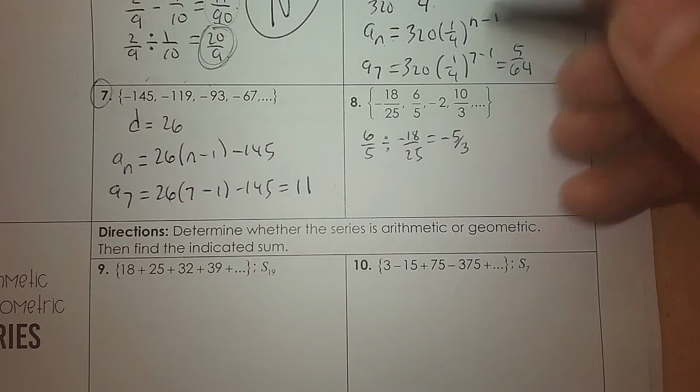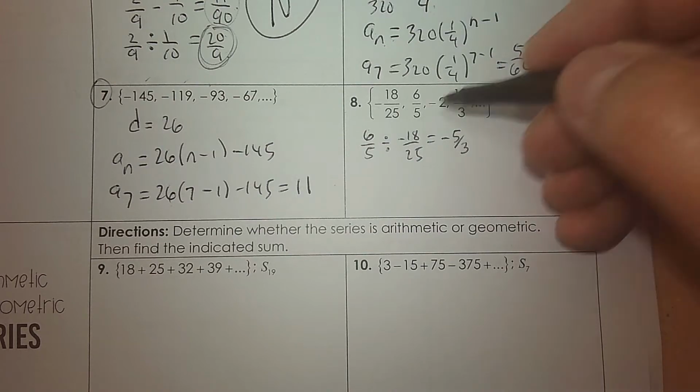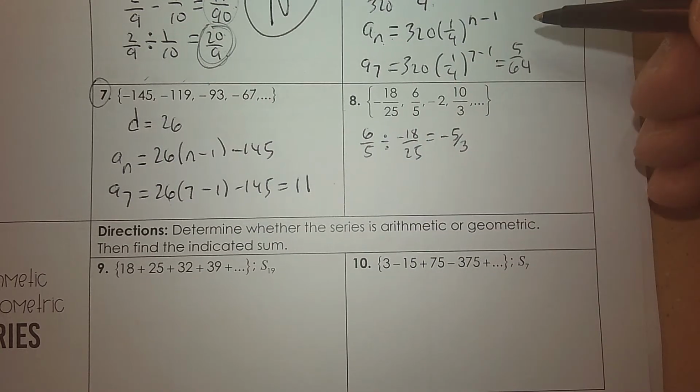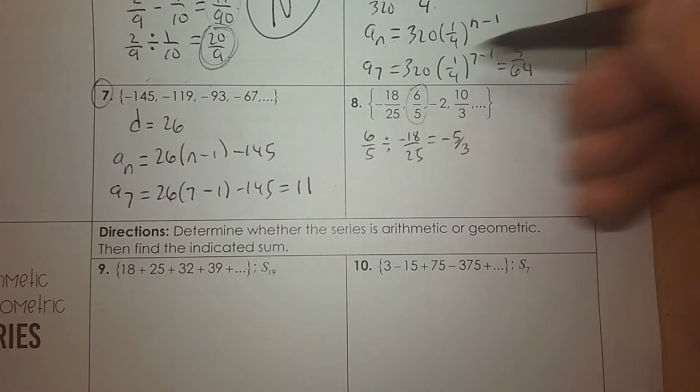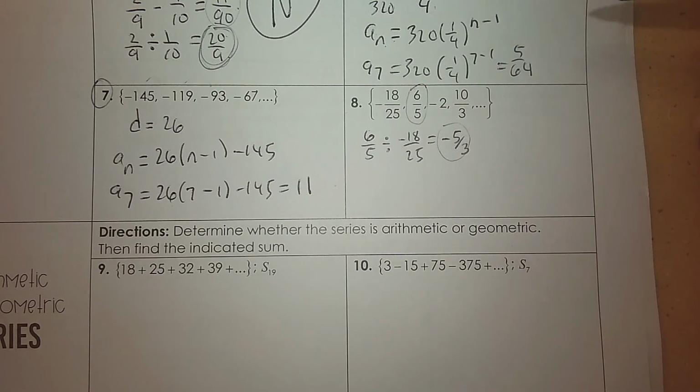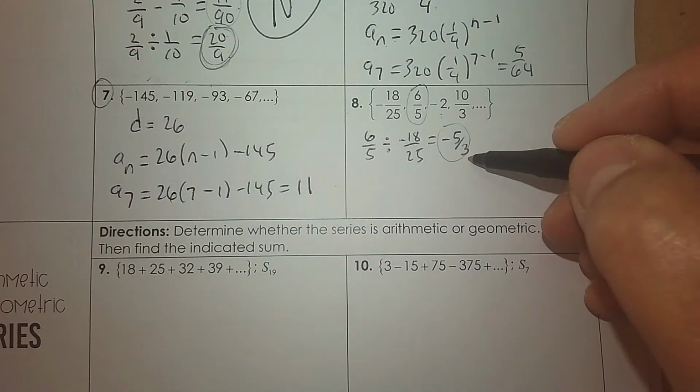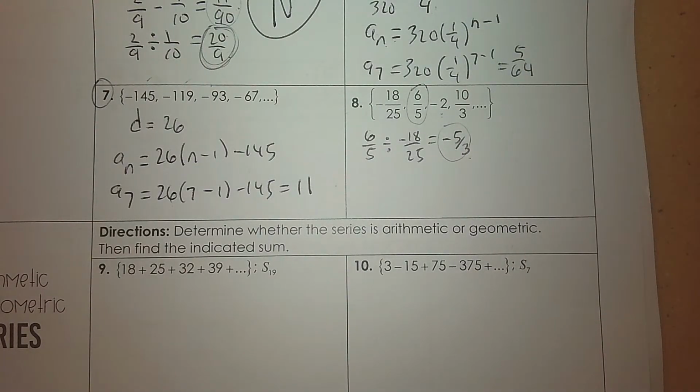Did you test to make sure that the other terms follow the same pattern? So if I go 6 over 5 times negative 5 over 3, does it give me the right answer? Can you try that? Does it give you negative 2? And if I go negative 2 times negative 5 over 3, it gives me 10 over 3? So you're right, it's geometric.